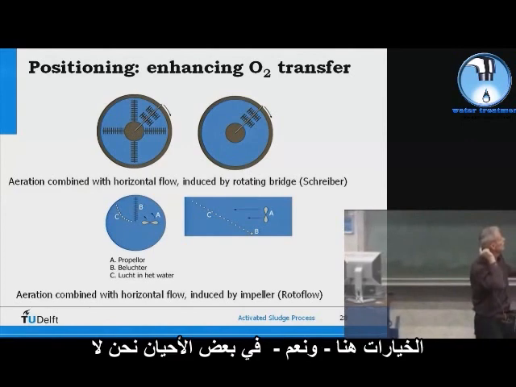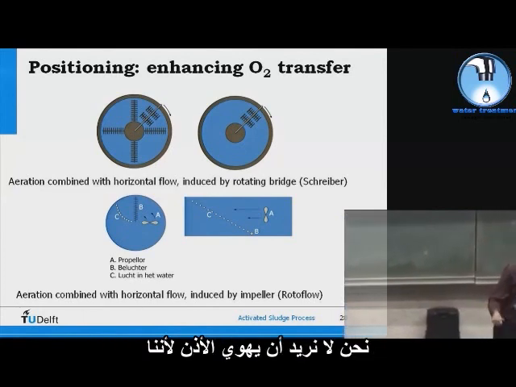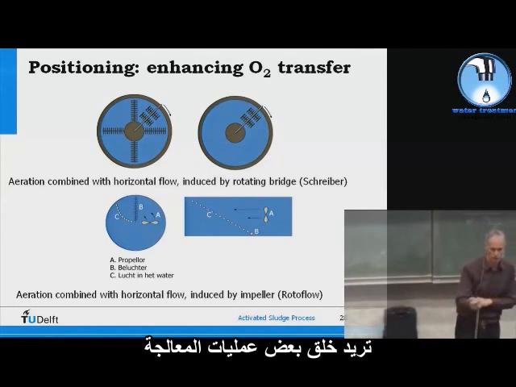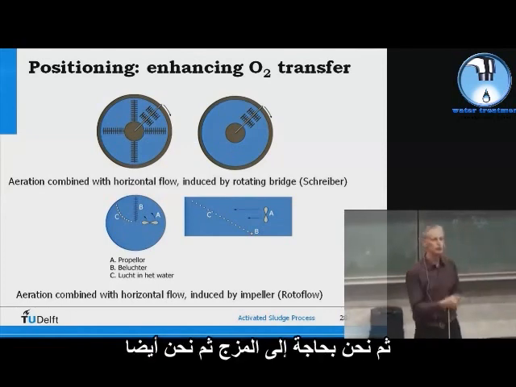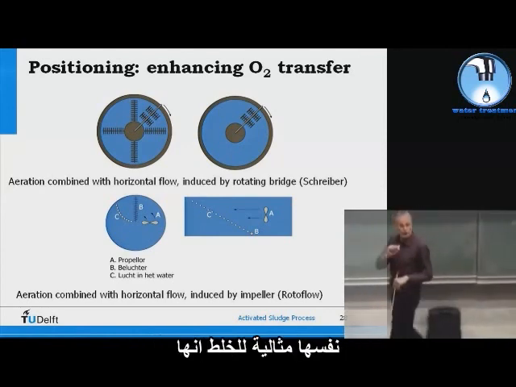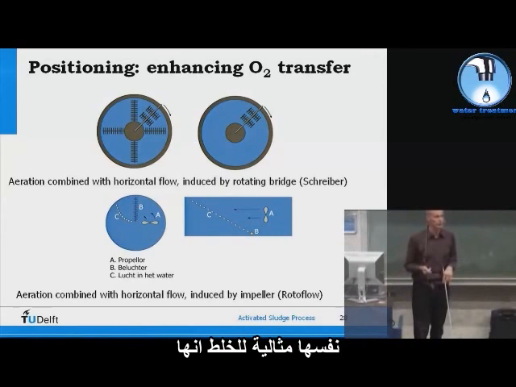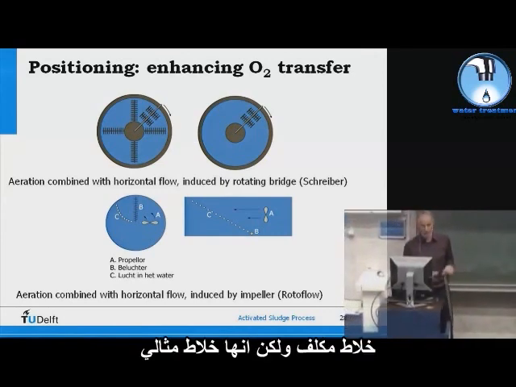Yeah, positioning of aerators. There's a lot of different options here, and sometimes we don't want to aerate. That will be in the next lecture. We don't want to aerate because we want to create certain processes, and then we need to mix. Then we also introduce mixers, because the aeration itself is ideal for mixing. It's an expensive mixer, but it's an ideal mixer.